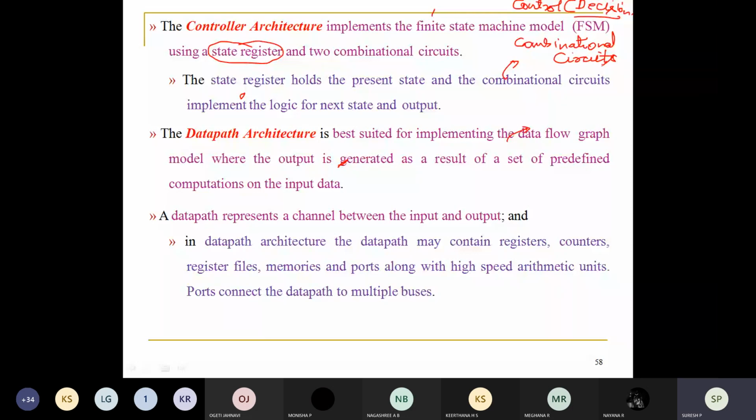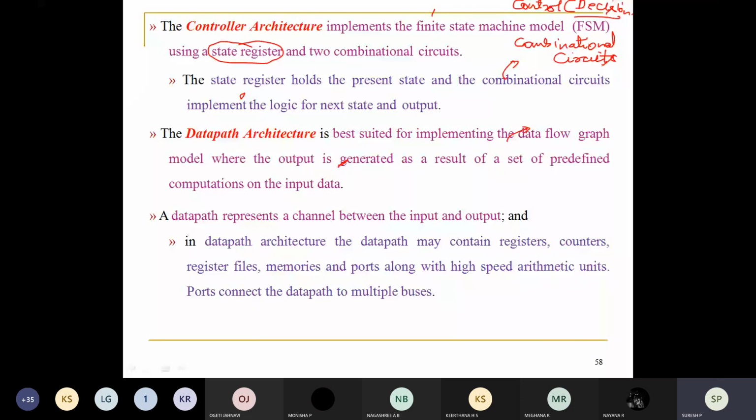Here, the state register is going to hold the present state, the state you are in, along with the combinational circuits. For what purpose do you make use of the combinational circuit? You use it to implement the logic for the next state and the output. So basically, whenever you build an embedded system, you are going to make use of the combinational circuit.